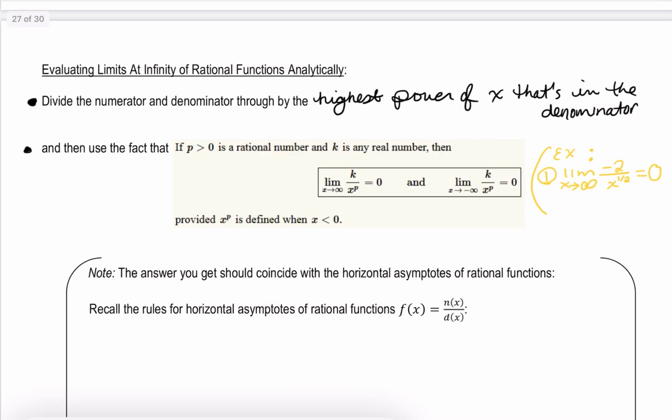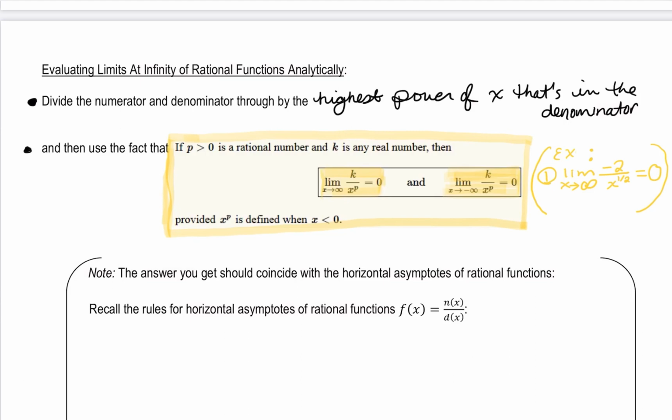So that's going to be a fact. That's an important fact just in and of itself. I would say maybe highlight that a little bit more in your notes. All right, so as we keep that in mind, the limit as x goes to infinity of a constant over x to a positive power is going to go to 0. And same thing if you're going to negative infinity.